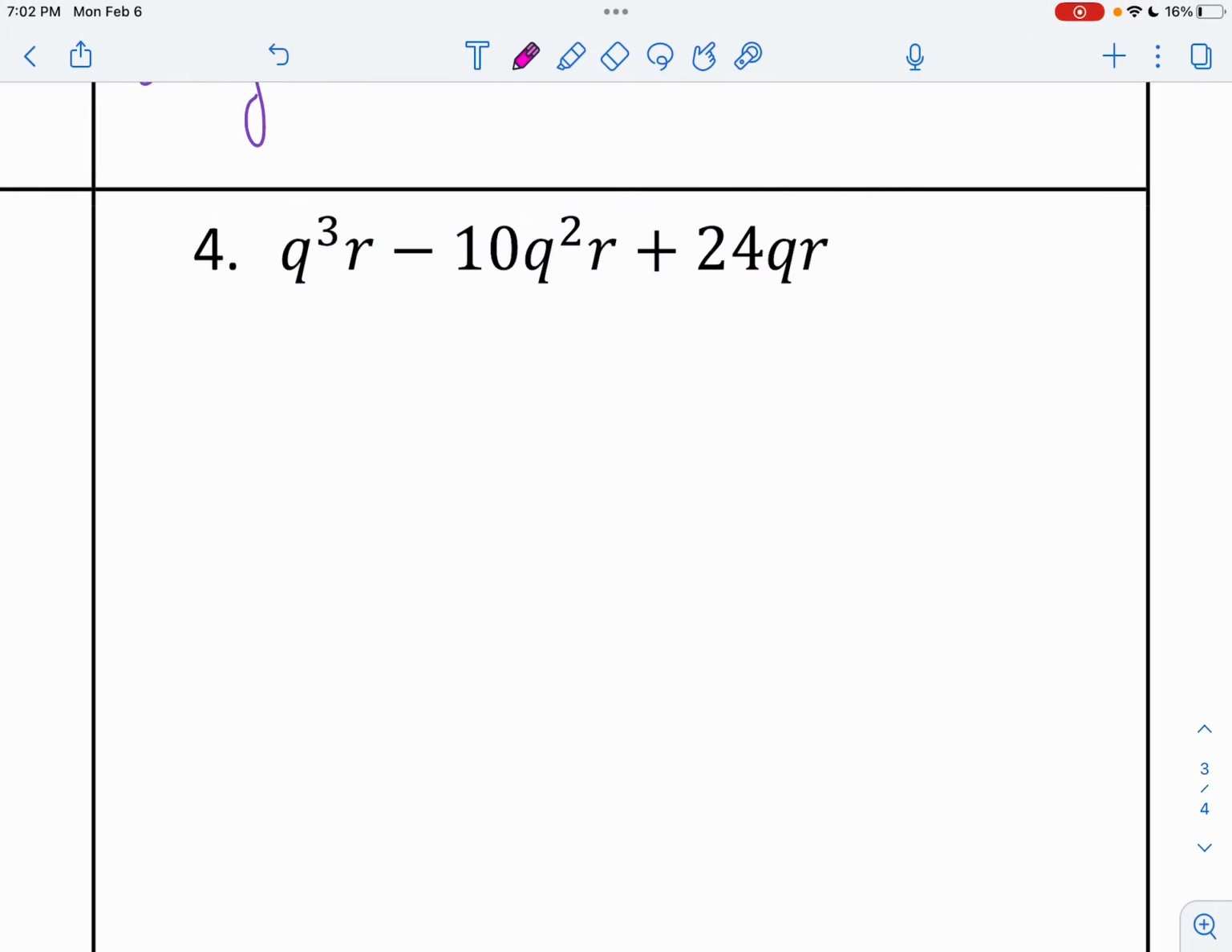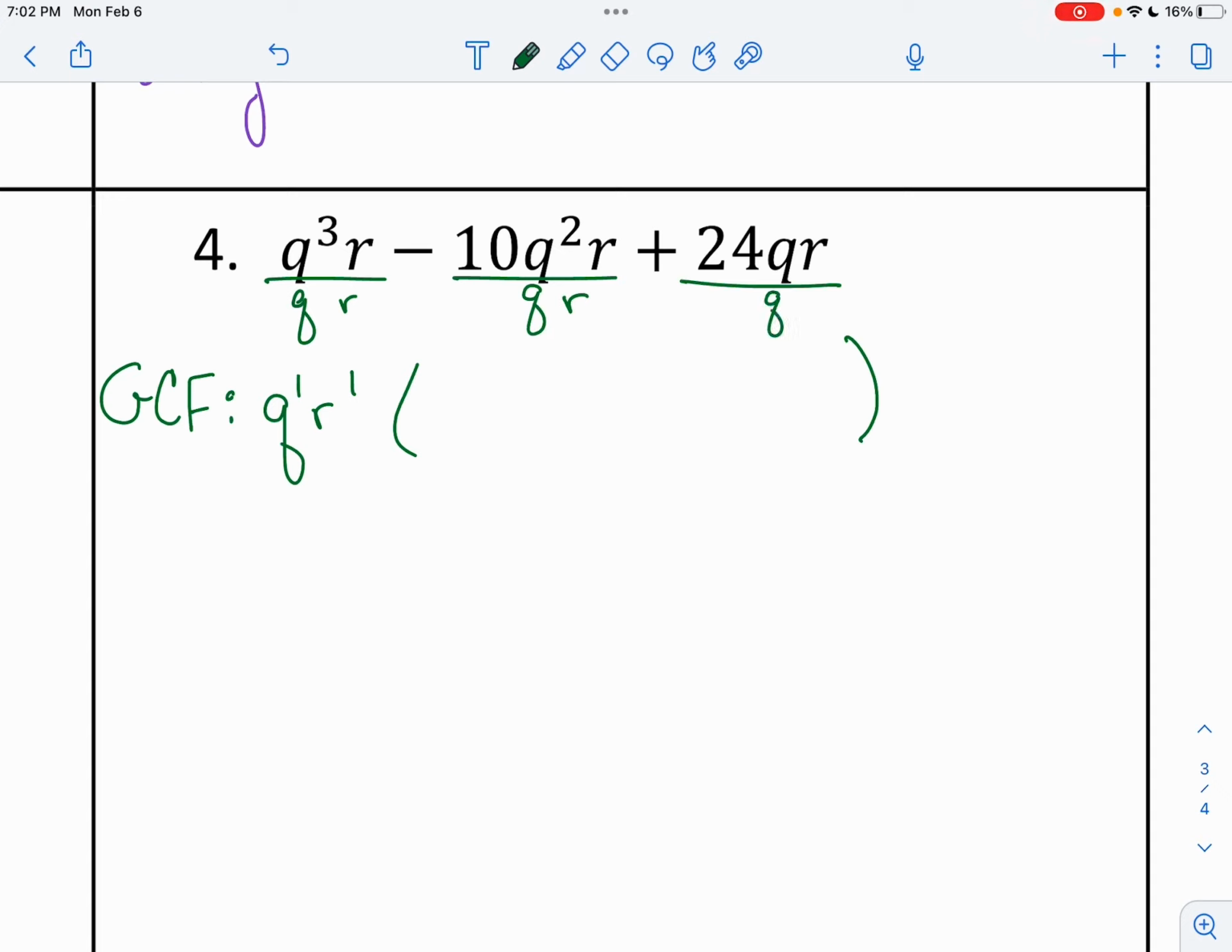Step 1, find the GCF. The GCF in this particular one is, well, what do they all have in common? I see that they all have a q, at least a q to the first power, and they all also have an r to the first power. So I have to take a q away and an r away, from each term. Please note that they don't all have a coefficient that's common to take out, so it's just variables as your GCF.